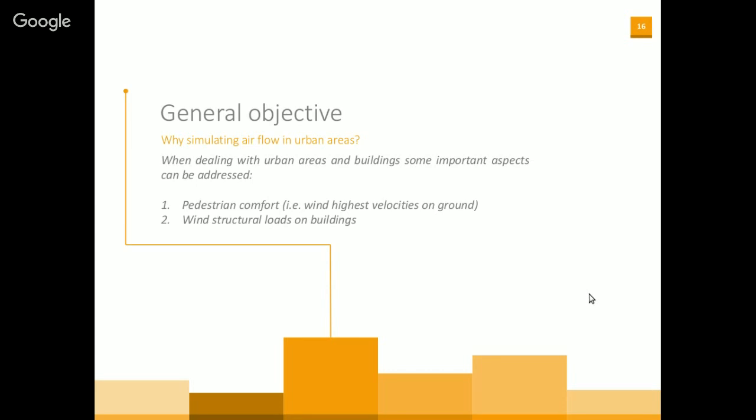So first of all, what's our objective? Our goal today is to study the airflow in an urban area, and then to analyze pedestrian comfort. It means the highest velocity on the ground and how they are distributed, and the structural loads on buildings.